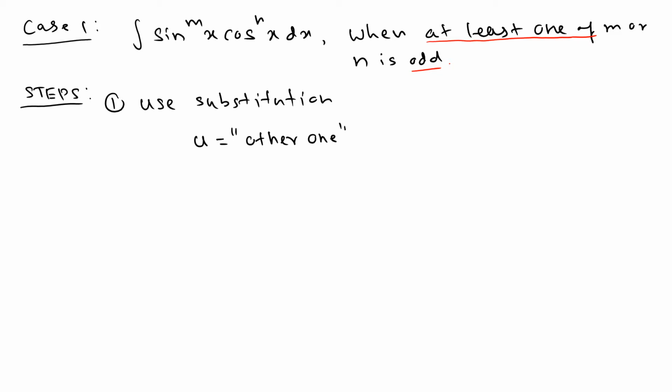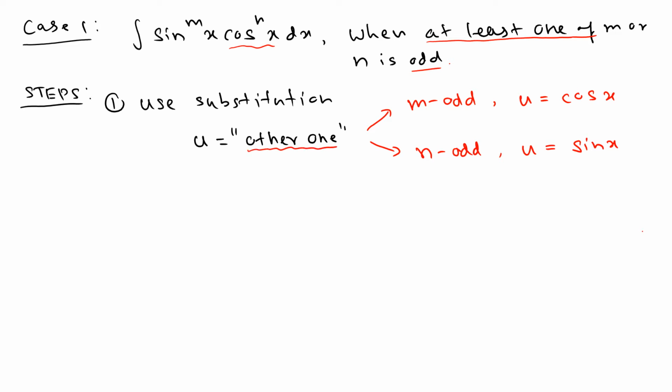What does the other one mean? If m is odd, we're going to pick the one on the other side, that means this one. So if m is odd, u equals cosine x. If n is odd, then u equals sine x. So if one is odd, pick the other one, not the odd one, the good one. That's how you remember: don't pick the odd one, pick the good one. That's how you pick the substitution.